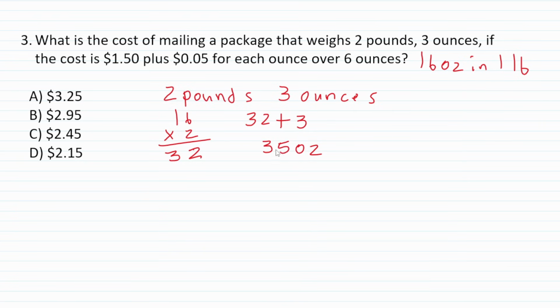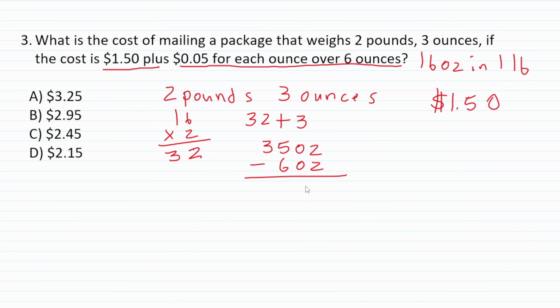All right, now that we've made that conversion, let's go back and take a look at this question. It costs $1.50 to mail the package, so we know we're going to pay $1.50 no matter what, plus 5 cents for each ounce over 6 ounces. So let's go ahead and subtract out our 6 ounces from 35. 35 minus 6 is going to be 29 ounces. So our package is 29 ounces more than the 6 ounces.